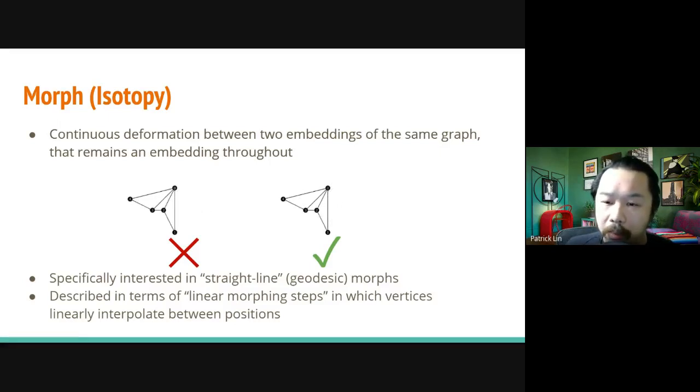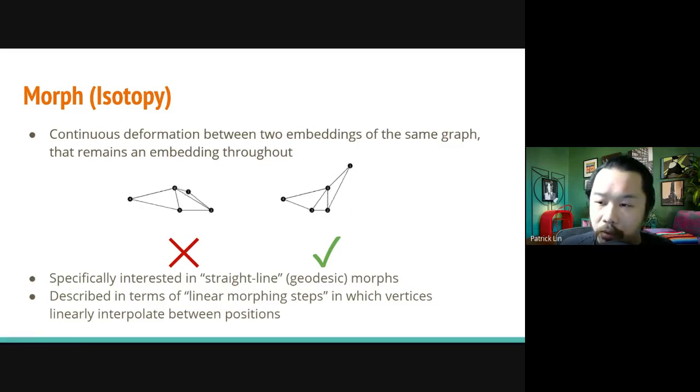And beyond this, I'm going to insist that these morphs be written down as a series of what I'm going to call linear morphing steps. And a linear morphing step consists of a starting position for every vertex and an ending position for every vertex. And then within this step, it's just going to be linear interpolation. And of course, because the edges are already constrained to be straight line segments, or generally geodesics, between their endpoints, they're just going to linearly interpolate along.